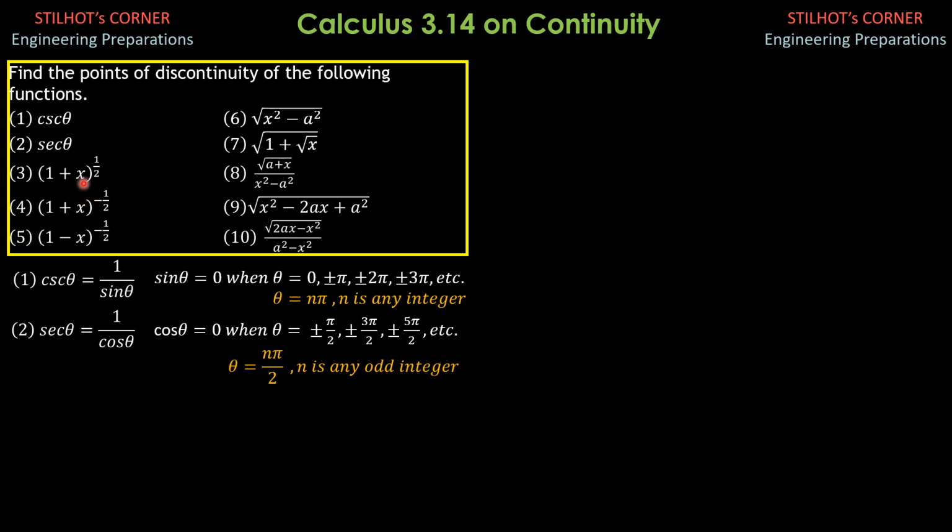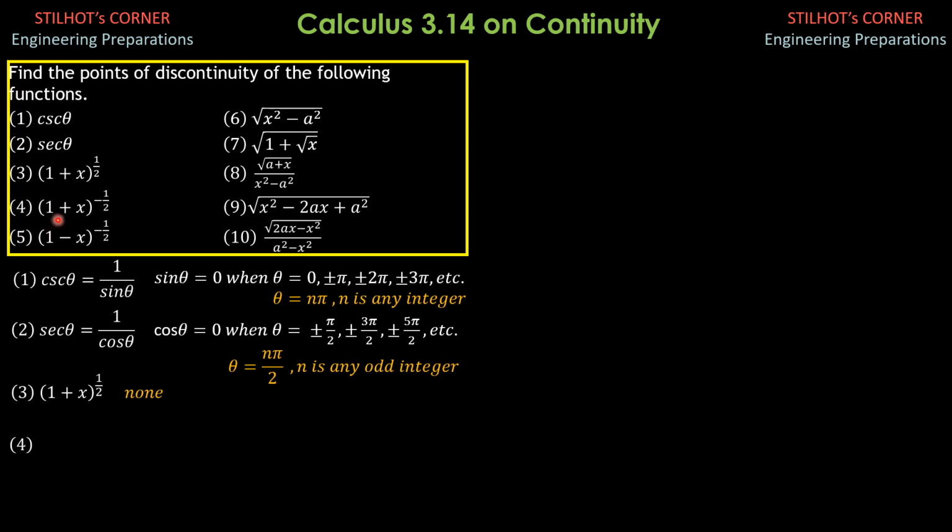Number 3, since there's no denominator, it is continuous within its domain. So therefore, there's no point of discontinuity for number 3, because even if x is negative 1, the square root of 1 plus negative 1 is the square root of 0, and the square root of 0 is 0, so it is defined. Therefore, there's no point of discontinuity, so there's none.